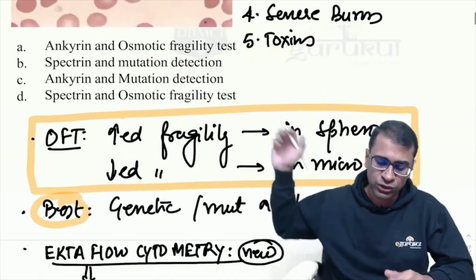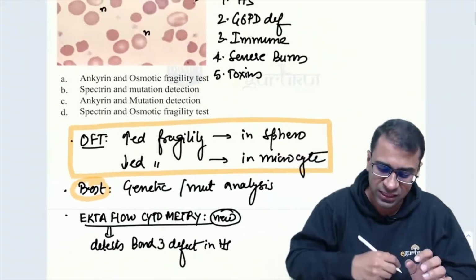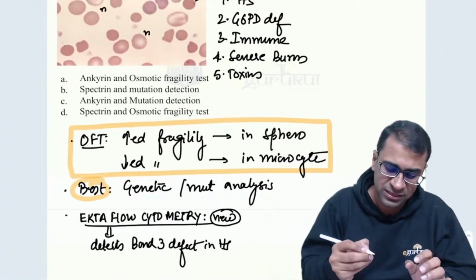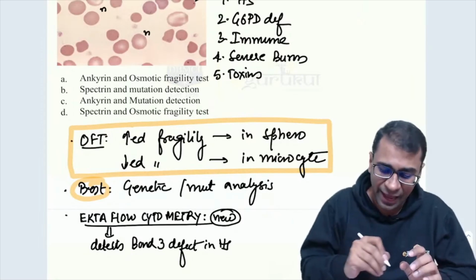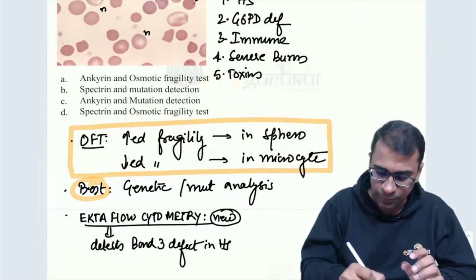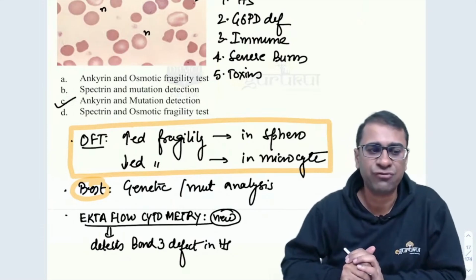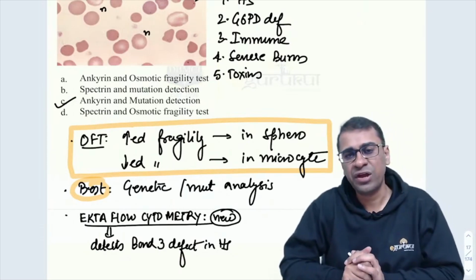So, come to this question. It's a case of HS. And what is the most common defect? It is spectrin and ankyrin. And what is the best way of detection? It is mutation analysis. It is the best way of diagnosing a case of hereditary spherocytosis.